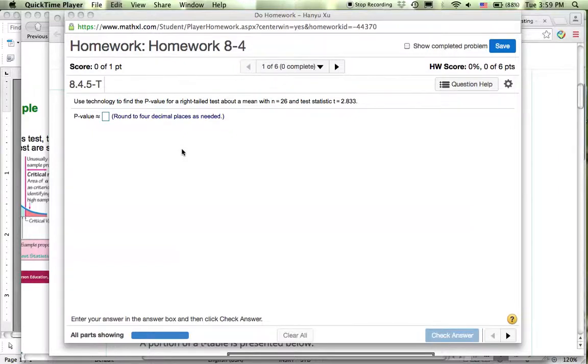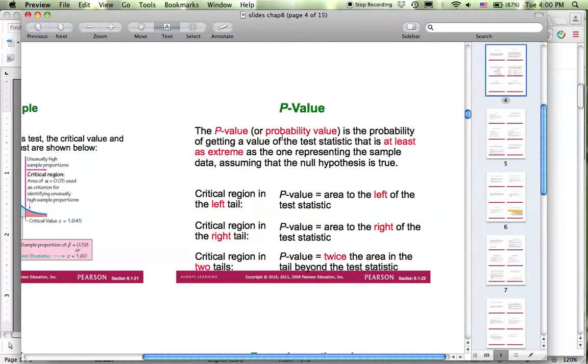Hello everyone, I'm going to show you how to do number 1 in homework 8.4. This one is asking for the p-value for the right tail test about the mean with n equal to 26 and test statistic t equal to 2.833. First, a few things you need to know: the p-value is the probability of getting a value at least as extreme as the one represented in the data.